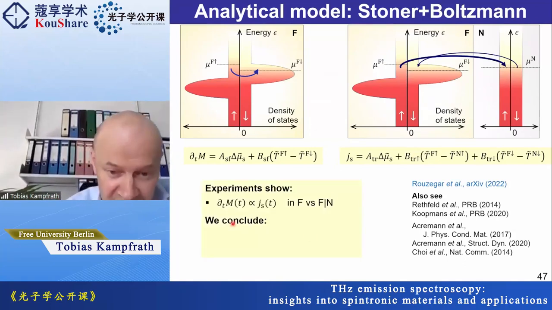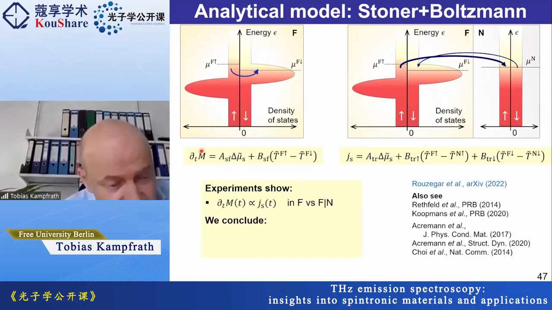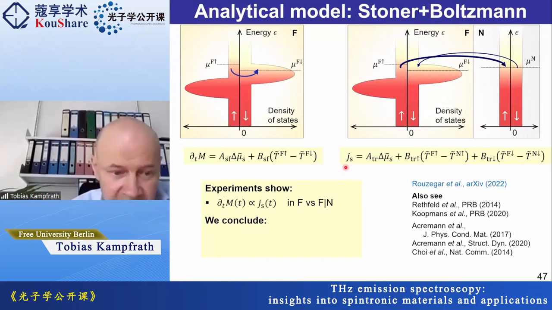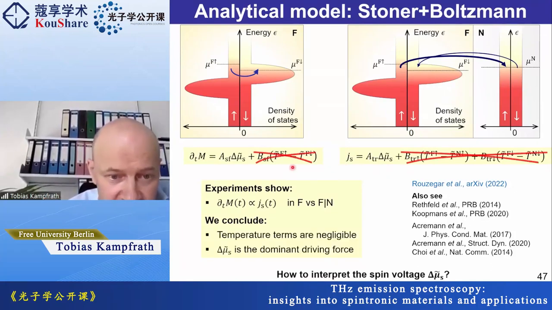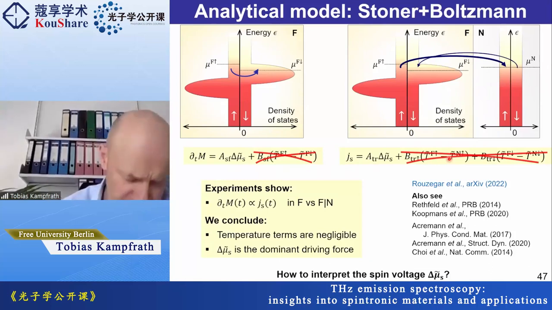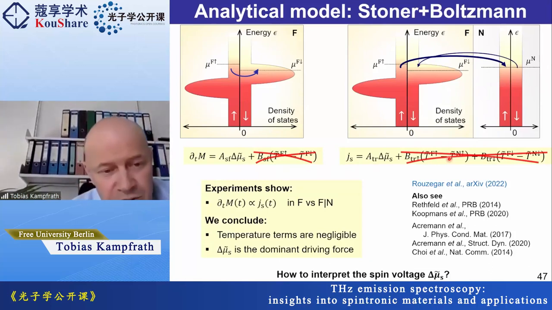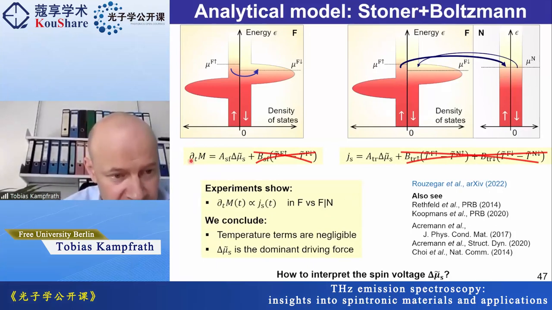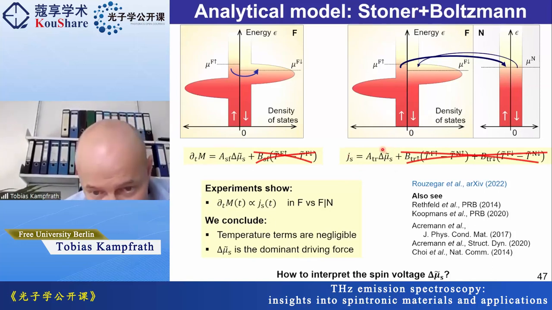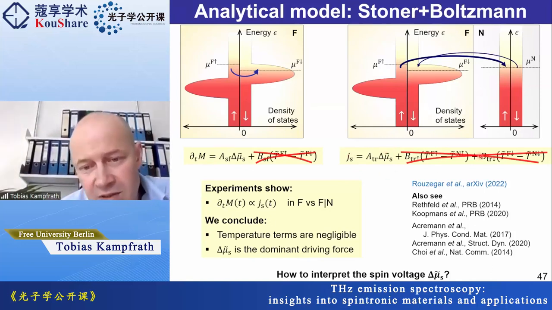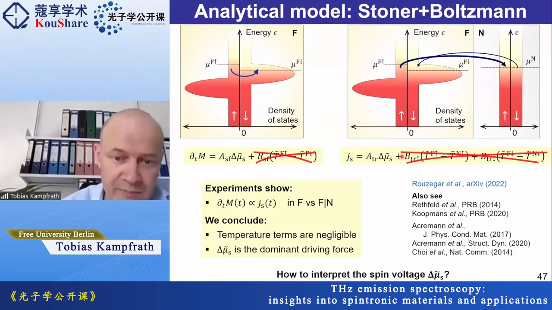findings. In our experiment, we find that the rate of change of the magnetization and the ultrafast spin current have identical dynamics. But this is only possible if these temperature terms are negligible. Only then can we reproduce our experimental findings, that the ultrafast rate of demagnetization has the same dynamics as the spin current. And if we can neglect the temperature terms, it means everything is driven simply by delta mu s, the spin voltage, the difference between spin up and spin down chemical potentials.